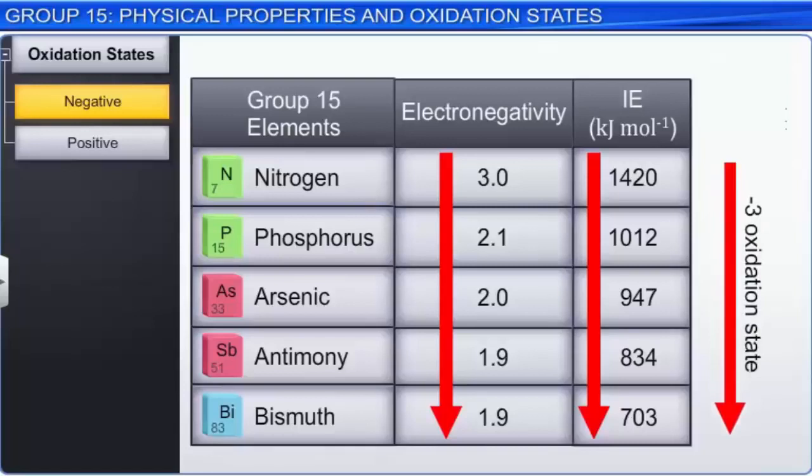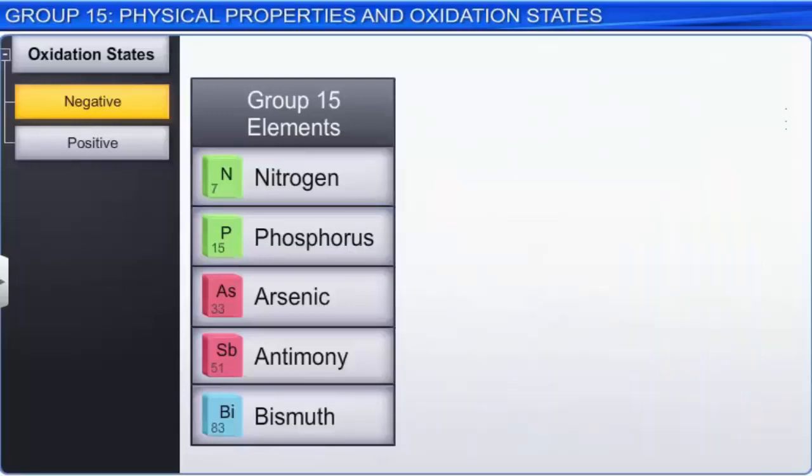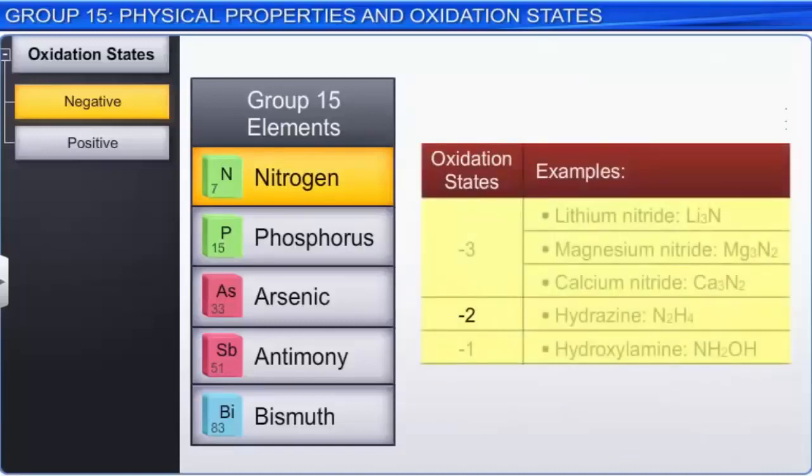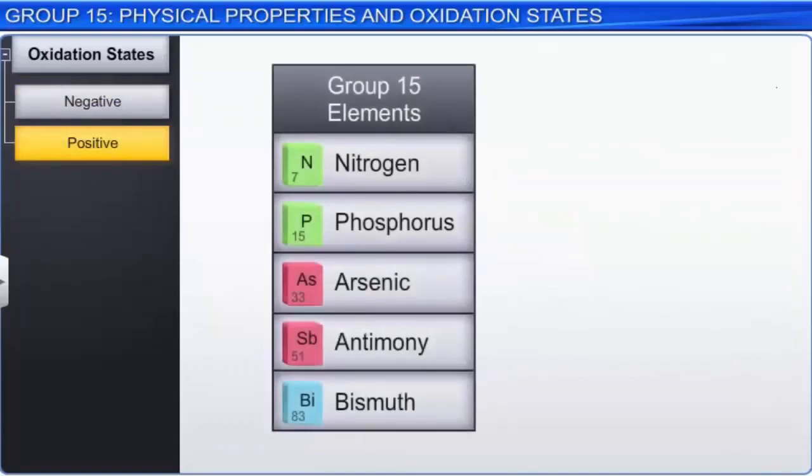Nitrogen also shows -2 oxidation state and -1 oxidation state. -2 oxidation state is observed in hydrazine, while -1 oxidation state is observed in hydroxylamine. Apart from negative oxidation state, group 15 elements also show positive oxidation states of +3 and +5 by forming covalent bonds.